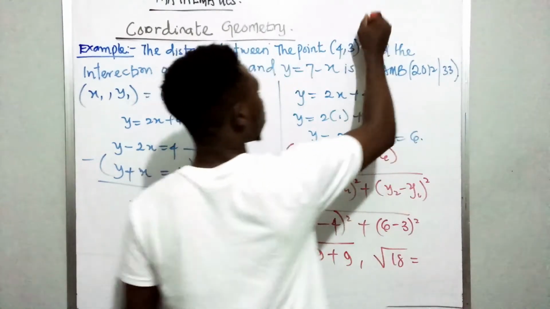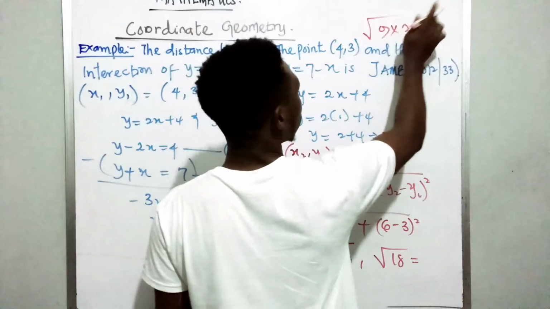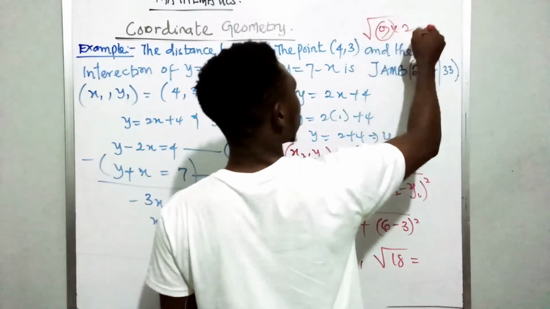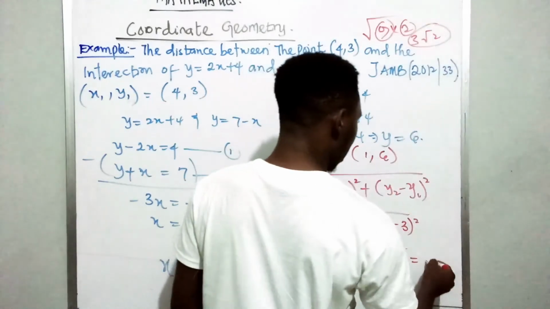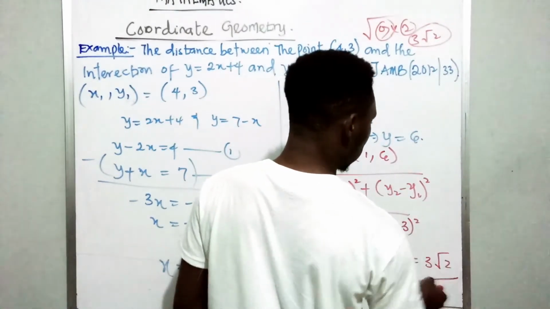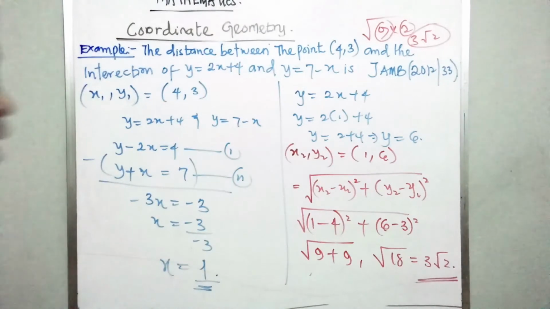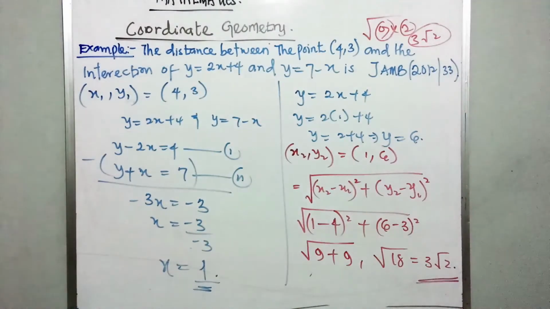Look at, pay attention to this. This is what? 9 times 2. So square root of 9 is what? 3. You have what? Your root 2. So this is now equal to what? 3 root 2. And 3 root 2 there is your final answer.